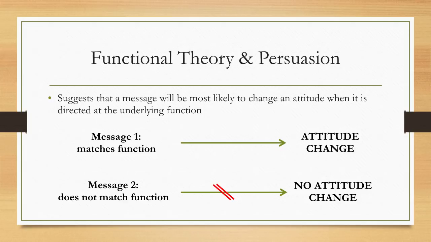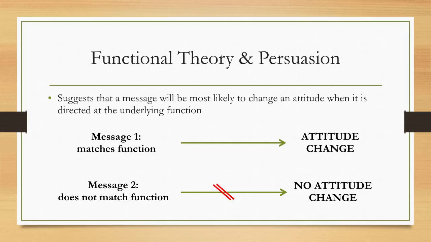So when researchers tested this, their results basically showed that we would be more motivated if messages targeted our own attitude function. So if you think about all of those 6 functions that we just discussed, if we can match the message to that function, the message is much more likely to be persuasive than if it's mismatched.